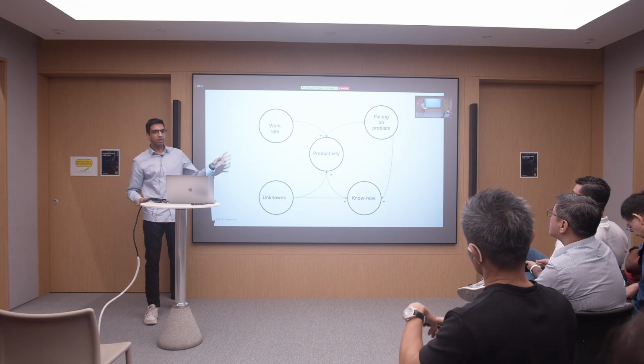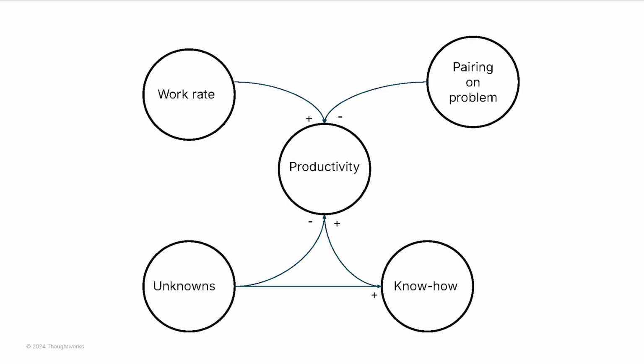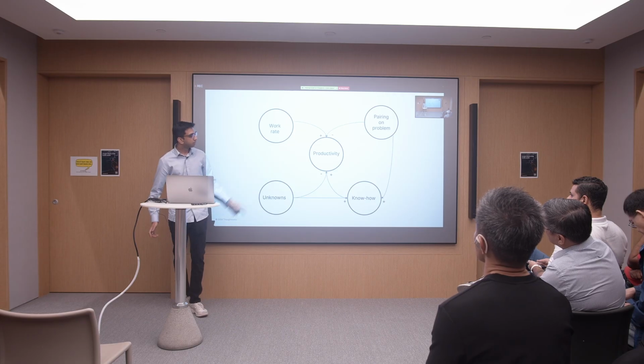So now if I try to look at the things that are affecting productivity, or how fast I delivered this project, there's a work rate, with everybody working at a certain rate of planned work. Unknowns show up. They have a negative impact on productivity. But every time unknowns show up and I solve them, that increases my know-how. I solve unknowns faster next time. So increasing know-how has a positive impact on productivity.